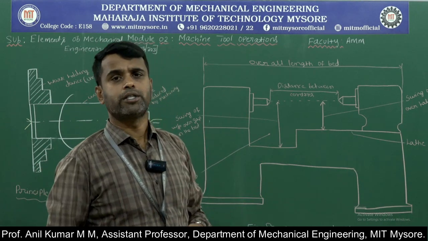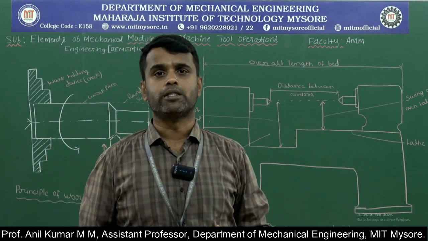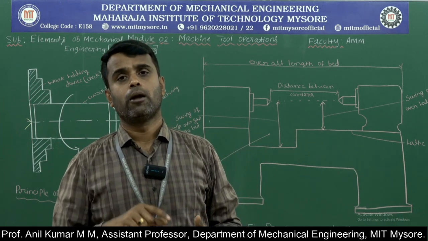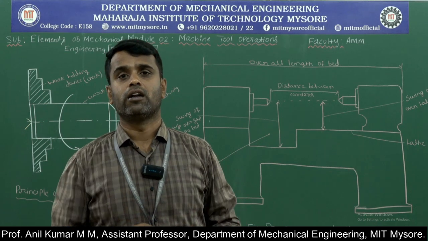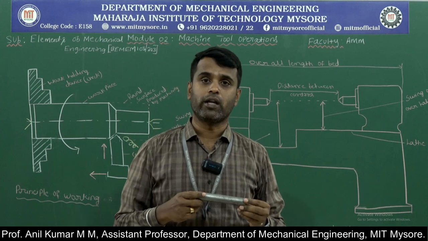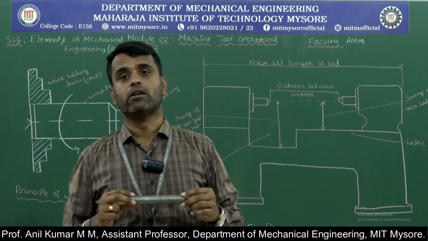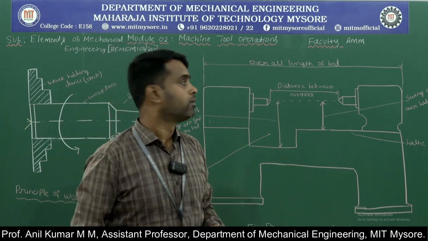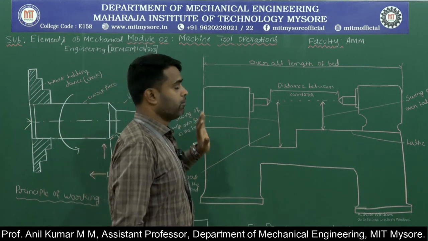Examples of machine tools are the lathe, drilling machine, milling machine, grinding machine, shaping machine and planing machine. These are the different types of machine tools. With the help of these machine tools you can remove the excess material and bring the desired shape and size. That operation we call the machine tool operation. Next we move on to the lathe.